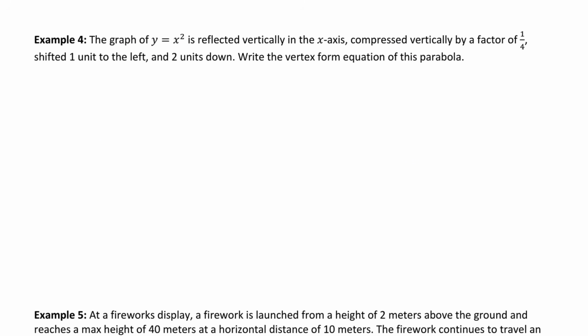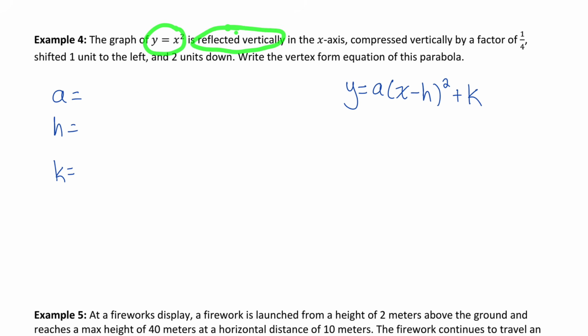Example 4, it just describes the transformations in words, and then I have to figure out, based on the description, what are the a, h, and k values. And then I'll sub those into the vertex form equation. Well, it says the graph of y equals x squared is reflected vertically in the x-axis, so I know the a value has to be negative, and it's also compressed vertically by a factor of 1/4. So the a value has to be -1/4.